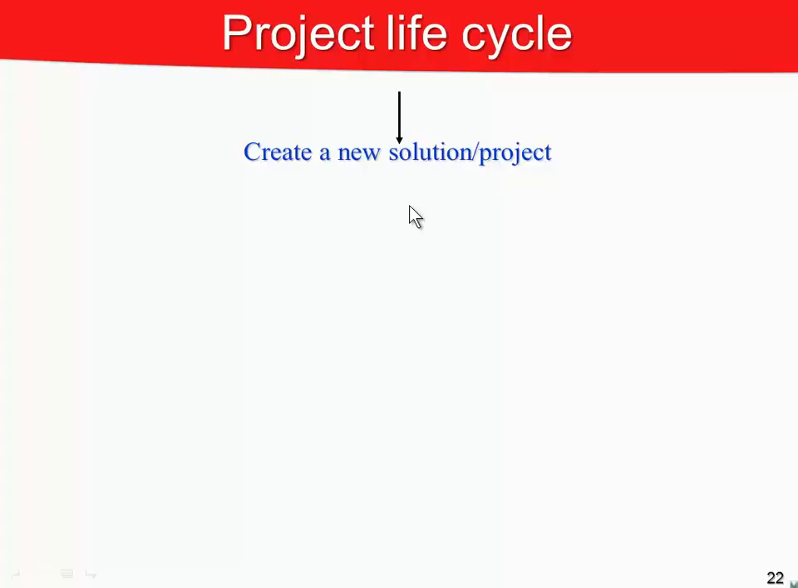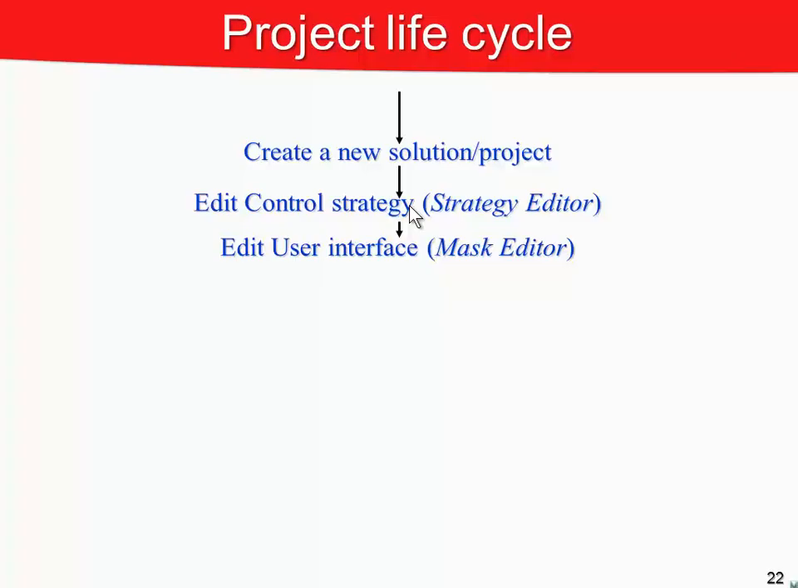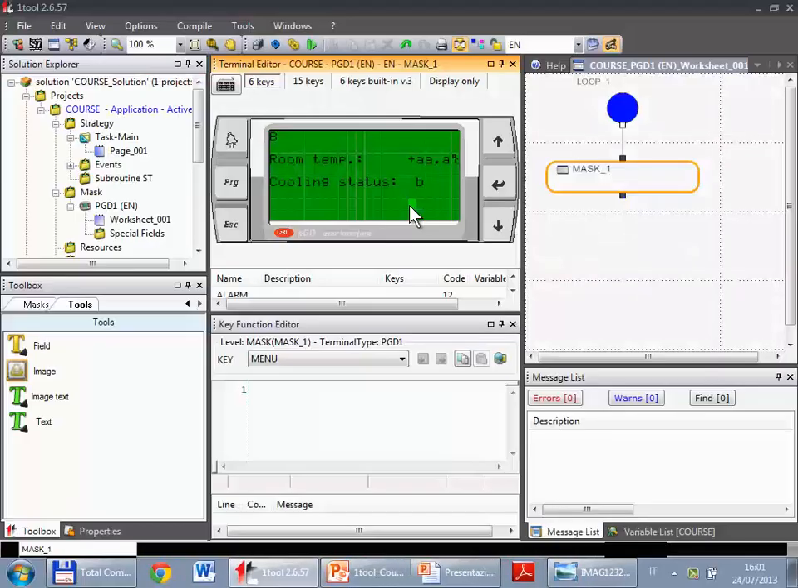So we have created the solution and the project. We have defined the control strategy. We just finished editing the user interface. Next step, compile. Compile means translating the high-level language, blocks or masks like this, into a format that the system can understand.